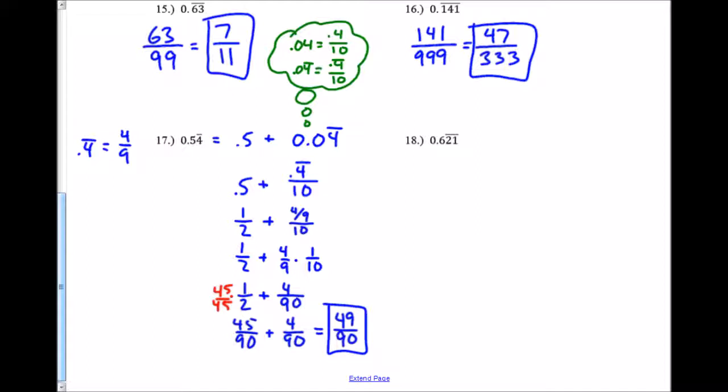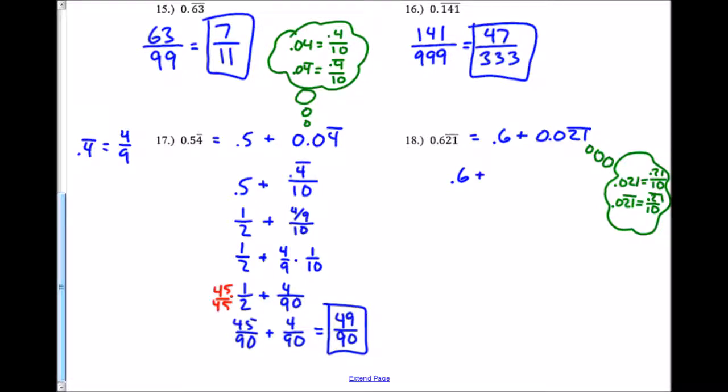The next one is essentially the same thing. I'm going to break this into 0.6 plus 0.021 with a bar over the 21. Just like I did before, I think of this in the same manner. If I had 0.021, that's the same thing as 0.21 divided by 10. So 0.021 with a bar over it is the same thing as 0.21 with a bar over it divided by 10. Again, dividing by 10 just moves the decimal one place.